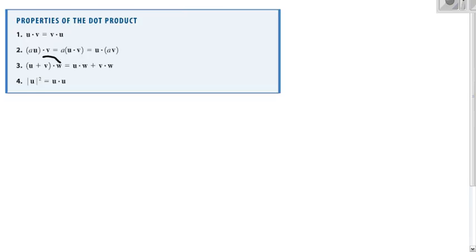Basically, the one that's being multiplied with the dot product can be distributed to the other two. And also, if you take the length of a vector squared, that's the same thing as doing a dot product with itself.